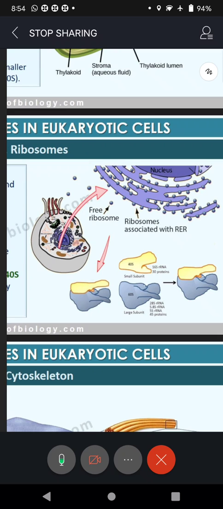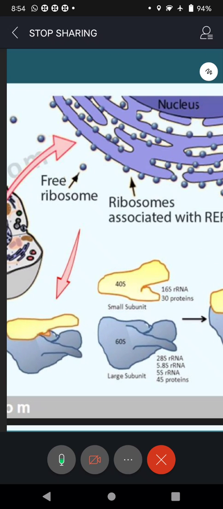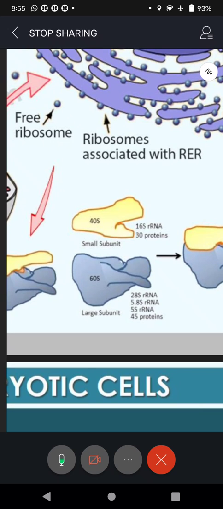So this is how the ribosomes are. Let me expand this. There are two places where ribosomes are present. Basically, they are round globular structures, just like air bubbles, and they are spread across the cytoplasm, so they are called free ribosomes. Some ribosomes are associated with the endoplasmic reticulum. On the surface of the endoplasmic reticulum, ribosomes are attached. Because of their presence, the surface of the endoplasmic reticulum becomes rough, hence it is appropriately called RER, rough endoplasmic reticulum.